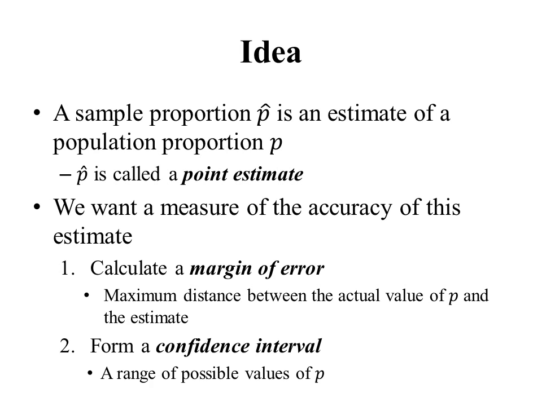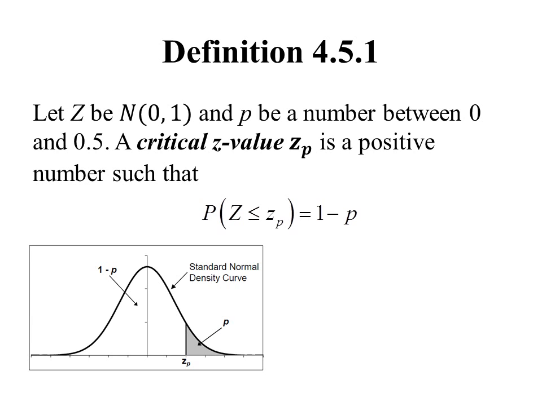Then once we calculate a margin of error, we're going to form a confidence interval. And a confidence interval is going to be a range of possible values of p, rather than just a single number estimate. But before we start calculating margins of error and confidence intervals, we need to define critical z-values.